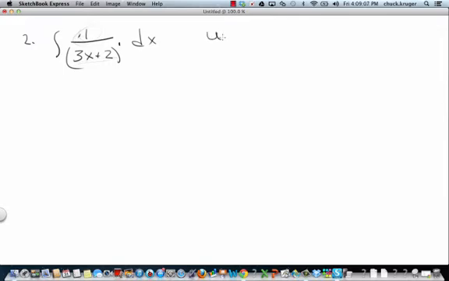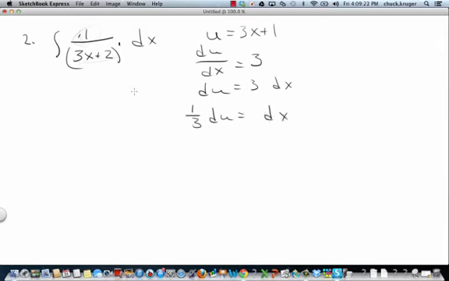I'm going to let u equal 3x plus 1. So du dx is equal to 3, so du equals 3 dx. I don't have a 3 dx, so I'm going to need a 1/3 du to replace dx. So I'm going to end up with a 1/3 here, and I'm going to end up with 1 over u du. So there's 1/3 du is this dx.